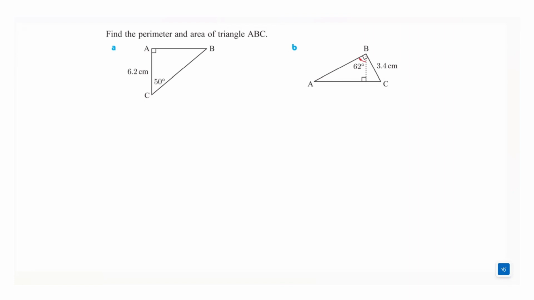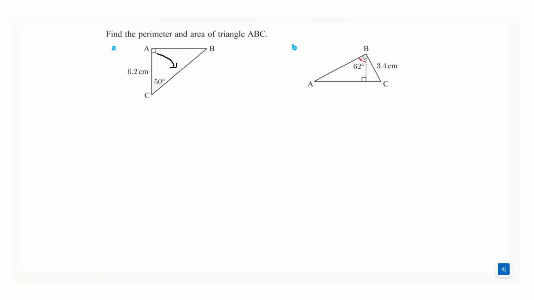Today, we will understand how to use the trigonometric ratios in such sort of questions. Now, the first thing is we have to find out the perimeter and the area of a triangle. For this, we just need to first find out what are the sides which are missing in the triangle. So first of all, we will see what is H.